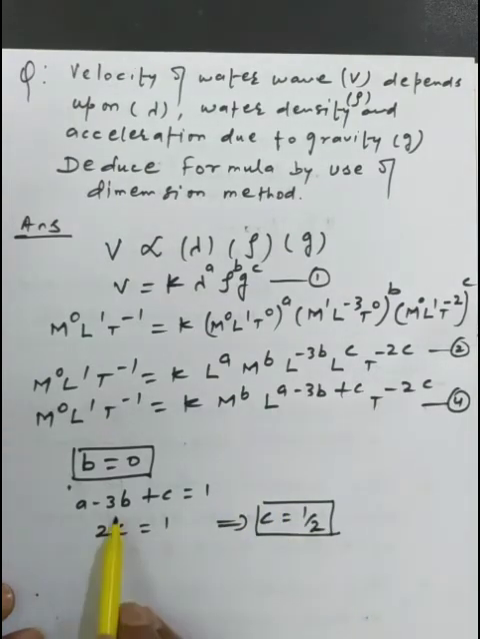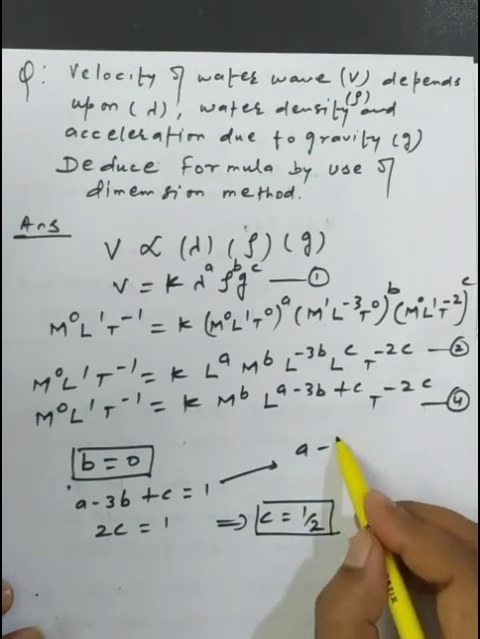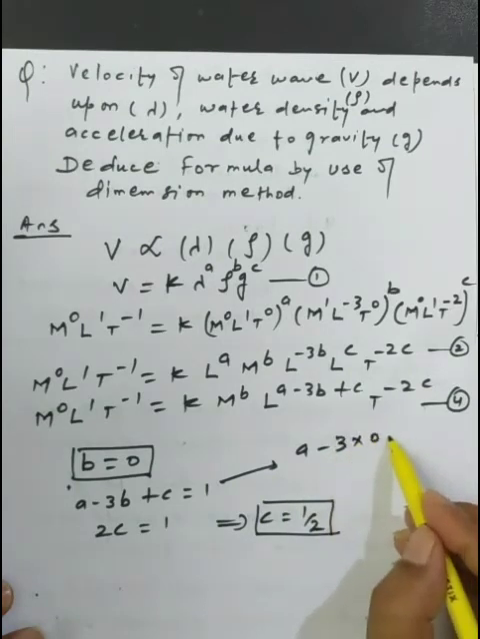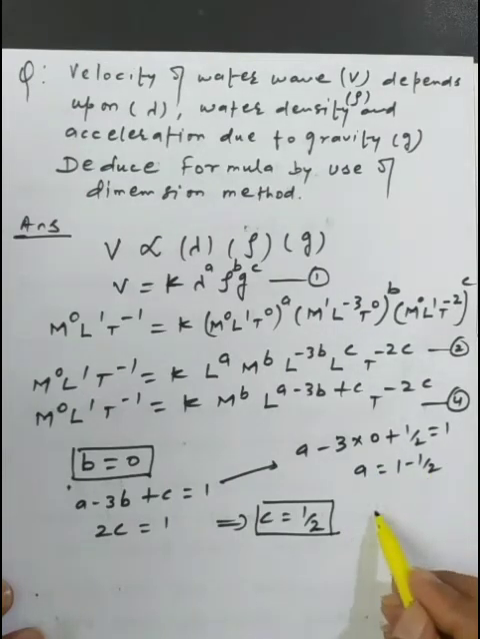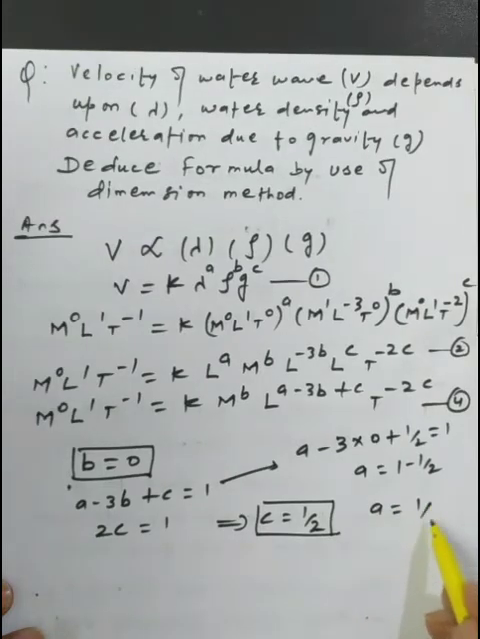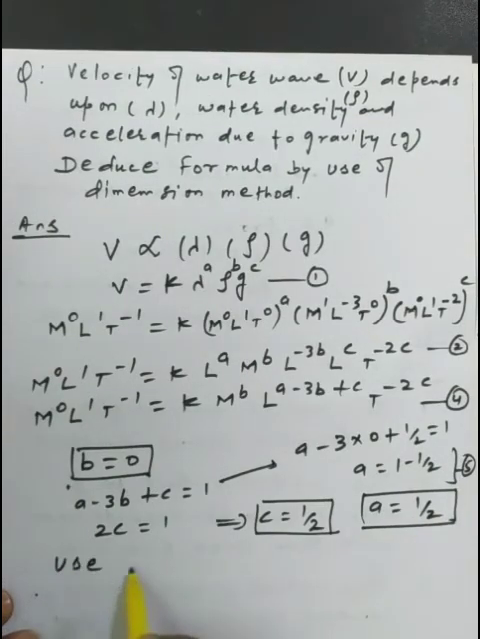Now if we put all the values in the equation, we can get a. Solving it: a minus 3 into b, which is 0, plus c, which is 1 by 2, is equal to 1. So we get 1 minus 1 by 2, and a is equal to 1 by 2. These are the three values of a, b, c, which we call equation number 5, and we use equation number 5 in equation number 1.